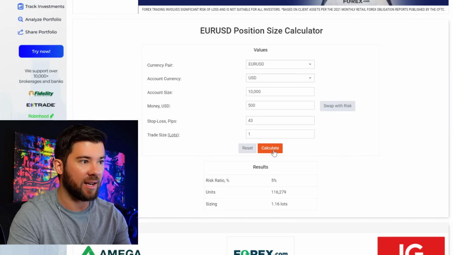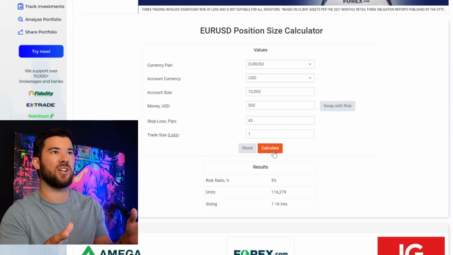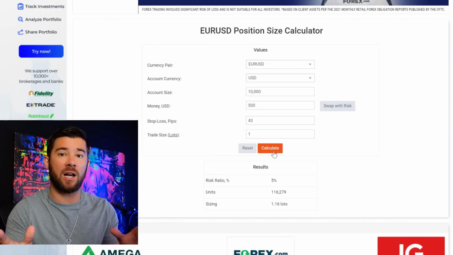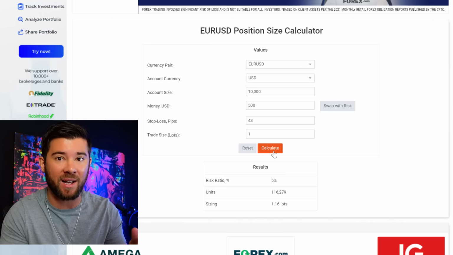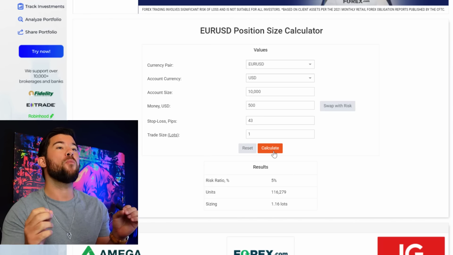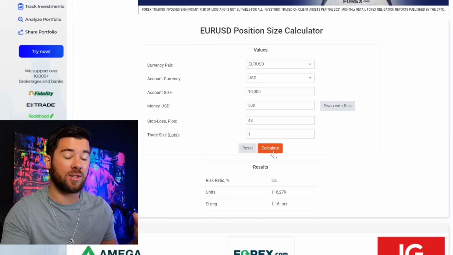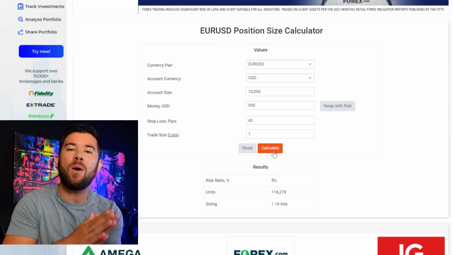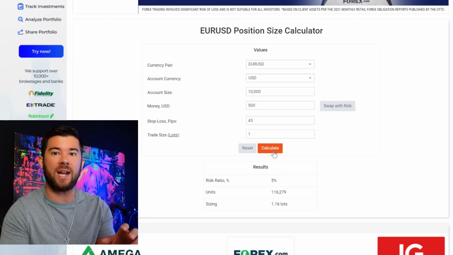So if I hit calculate, I'm going to ask you a very serious question. After learning what you have about leverage, we're risking $500 on a $10,000 account. Be honest, do you think you should be able to place that trade? So many of you probably just said yes. You're thinking, oh, it's just a $500 risk on a $10,000 account. Why wouldn't I be able to place that trade?